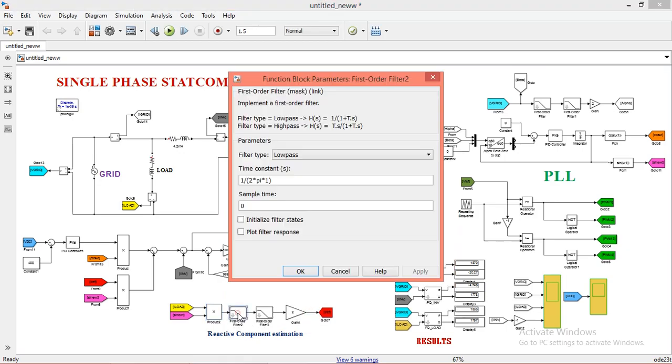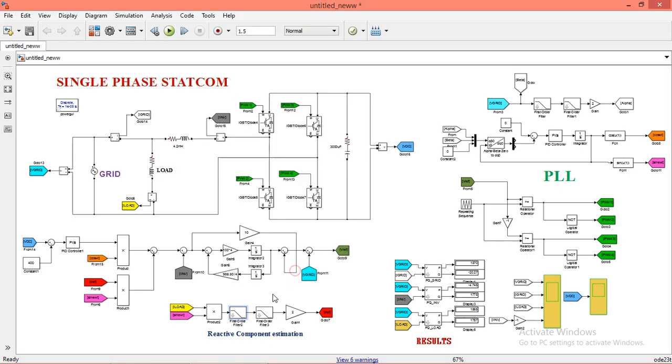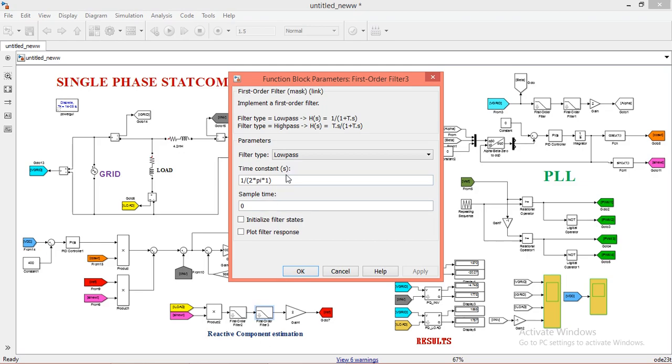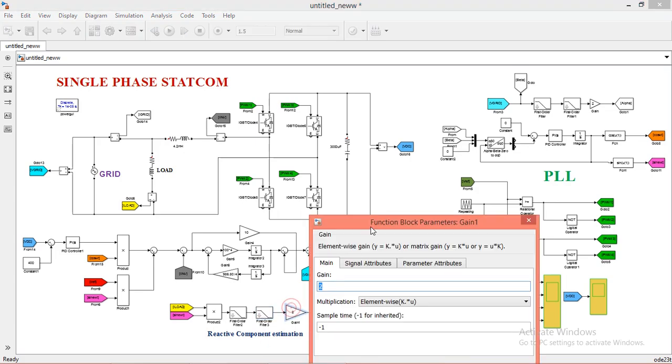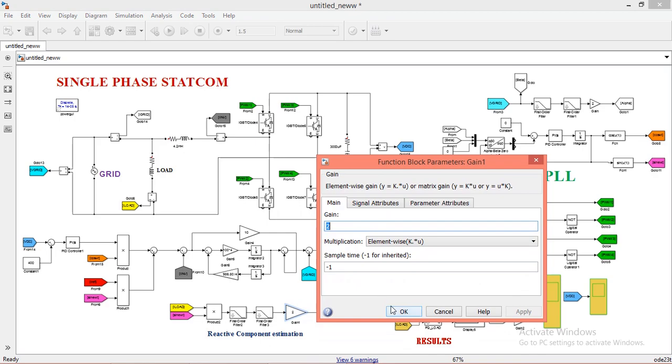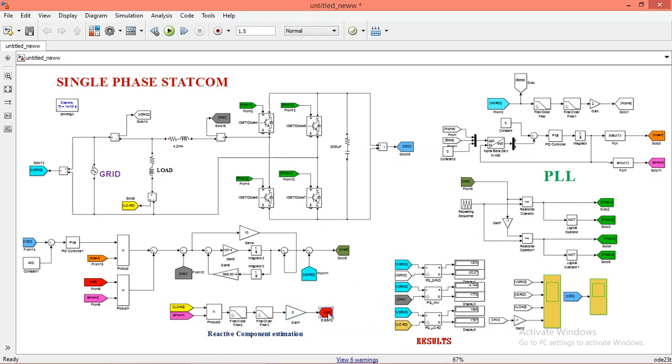Then I use a low pass filter with a corner frequency of just 1 Hz. I have put two in series for better filtering, both at a corner frequency of 1 Hz. Then I have multiplied the output with a value of 2, and finally I got the reference. This is the reactive current reference.